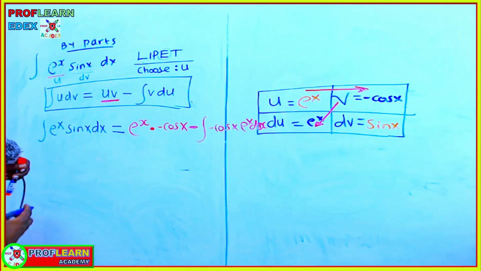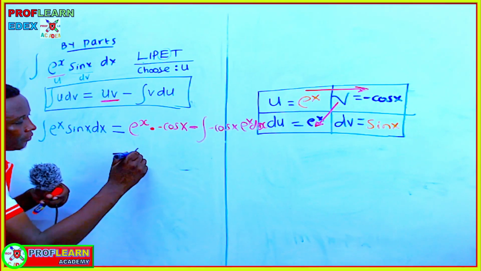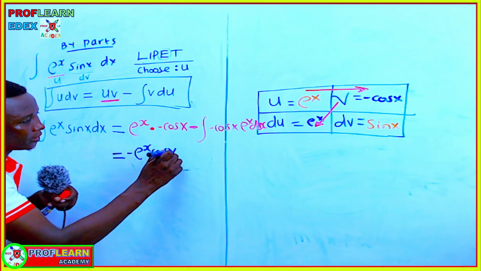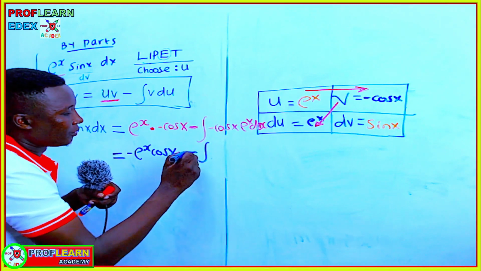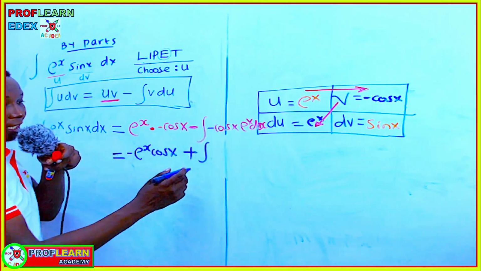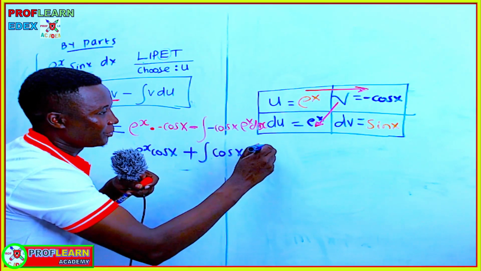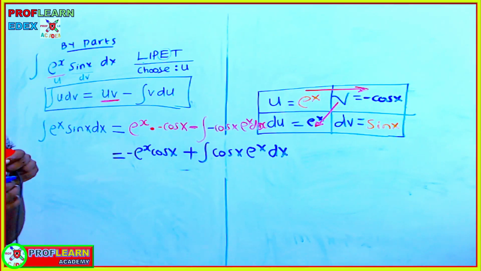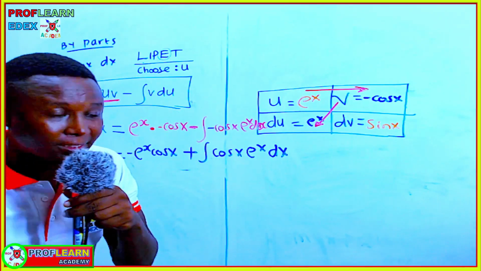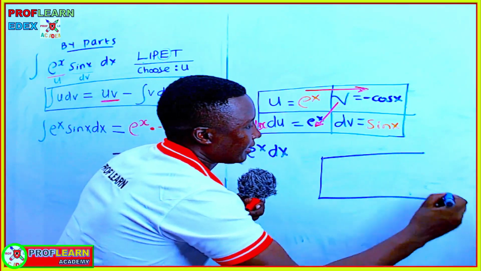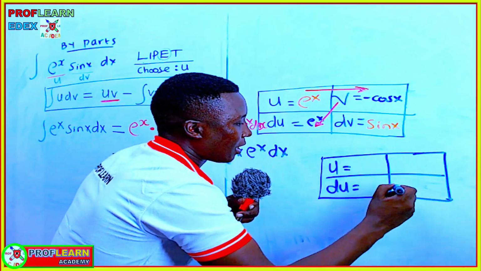So this is going to reduce to negative e to x cos x minus the integral of, now this will be positive, because if we take this negative out, it's going to be positive, and then we have cos x e to x with respect to x. So again, we have two functions here which we need to integrate for the second time. We are going to again decide which is going to be our u, and work out du, which is going to be our dv.